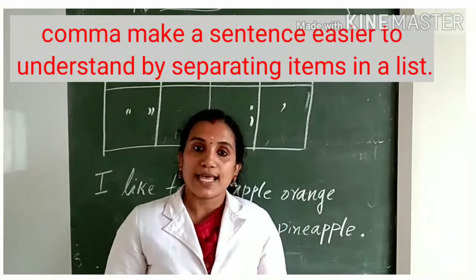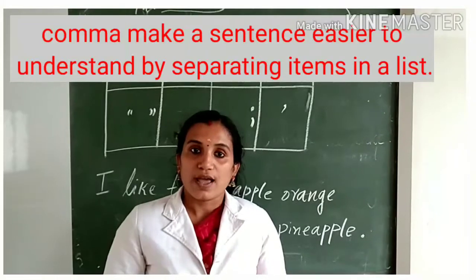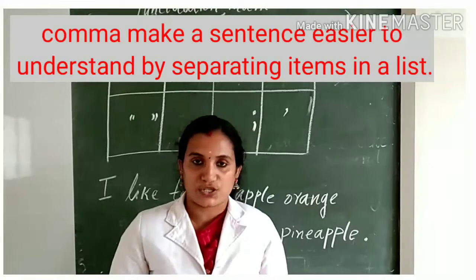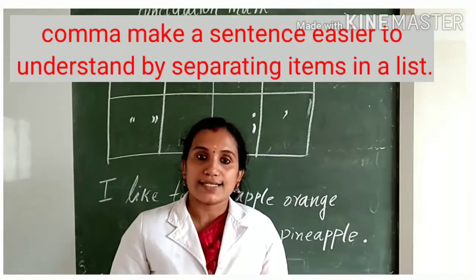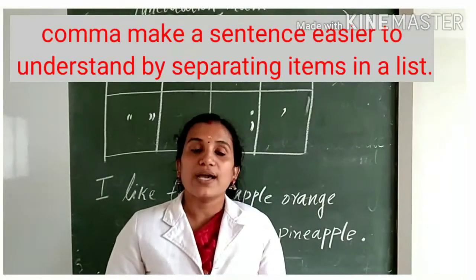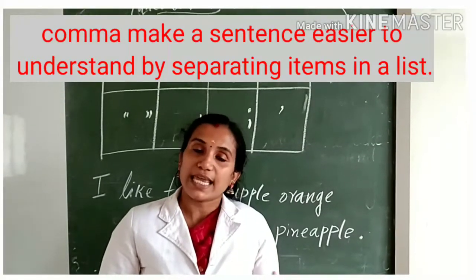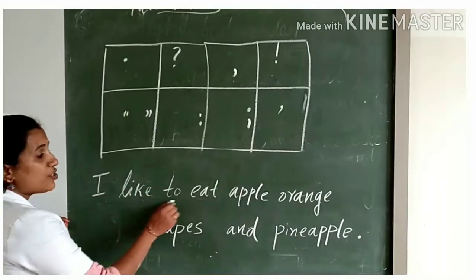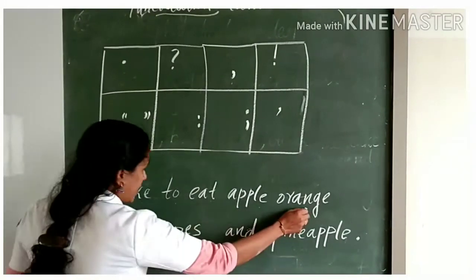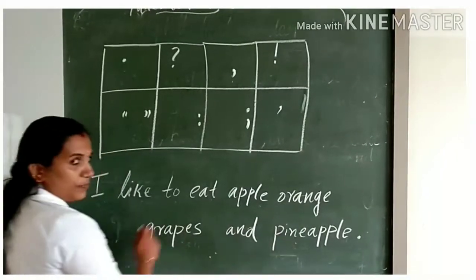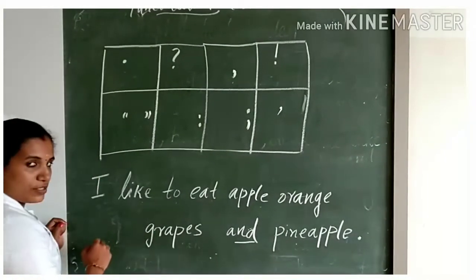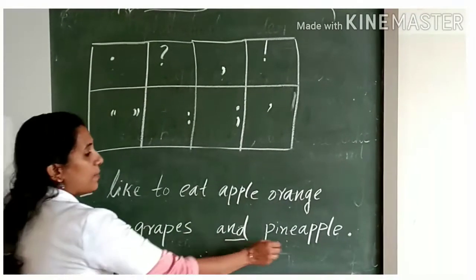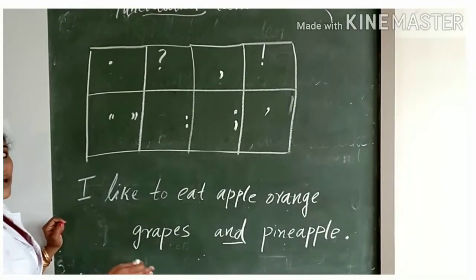It makes a sentence easier to understand by separating the items or words in a sentence or a list. A comma makes a sentence easier to understand by separating the items in a sentence. For example, I like to eat apple, orange, grapes and pineapple. Here I am using and. Here there is no punctuation mark.